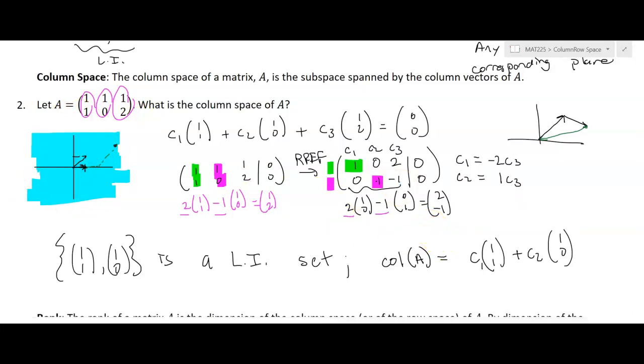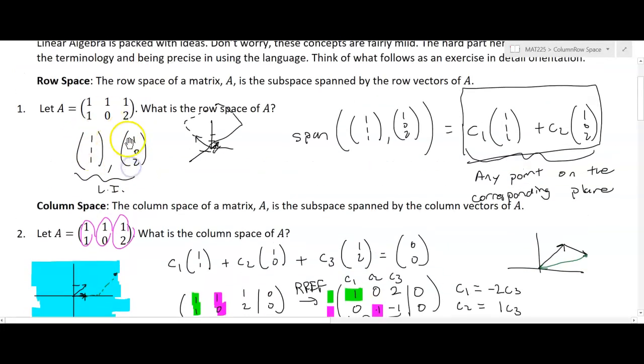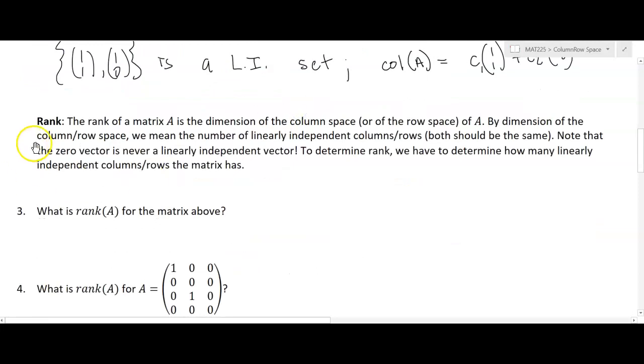So one interesting thing to note is, notice that there were 2 linearly independent rows in the row space, and there are 2 linearly independent columns in the column space. I wonder if there's a relationship there. Okay, now let's define the rank of a matrix. The rank of a matrix A is the dimension of the column space, or of the row space. So what do we mean by dimension? By dimension of the column/row space, we mean the number of linearly independent columns/rows. Notice that both should be the same.